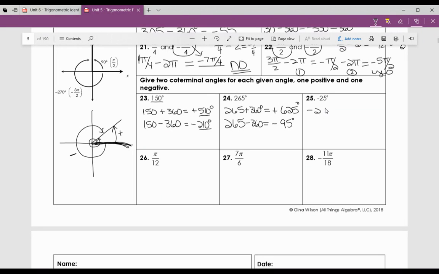And then negative 25 degrees, if you add 360, that will give you a positive outcome. If you subtract 360, that will give you a negative outcome and a negative coterminal angle.